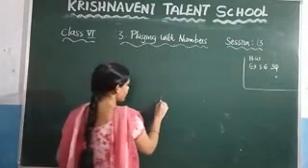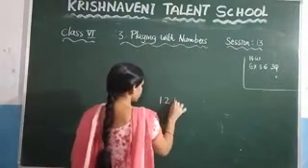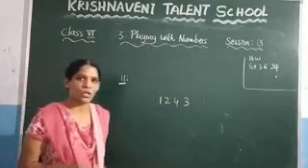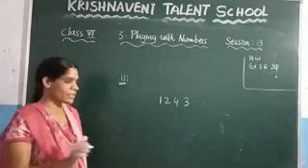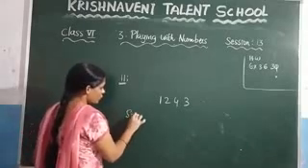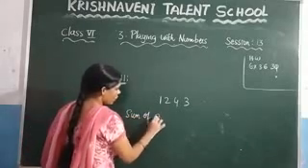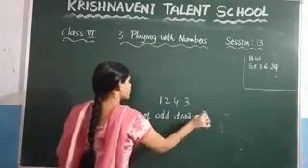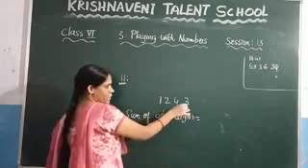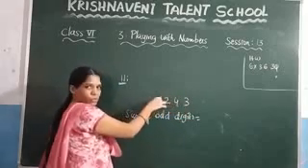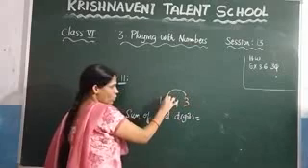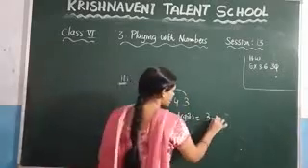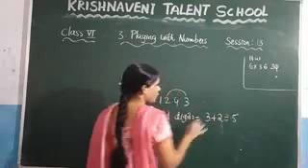Let us consider an example: 1, 2, 4, 3. Here, first, what do we need to do? We need to take the sum of the odd digits. You know that it is the first digit, second digit, third digit and fourth digit. Here, these two are the odd-place digits. So, you need to take the sum of the odd digits, which in this case is 5.